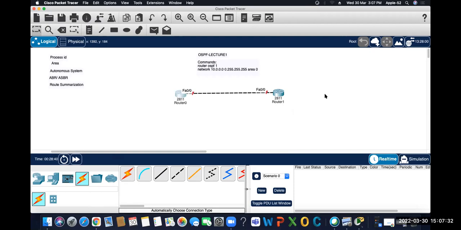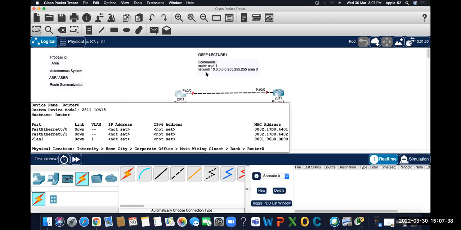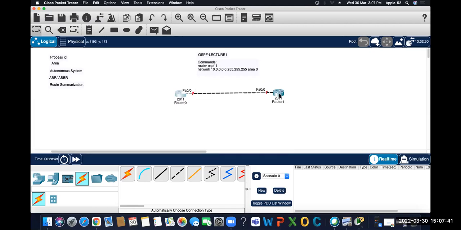No, it is not required. On router 0, I can write router OSPF 1, network this, and on router 1, I can give router OSPF 2. So it is not at all required that for communicating, the process IDs of both routers should match. If it matches, good. If it doesn't match, that is also fine.